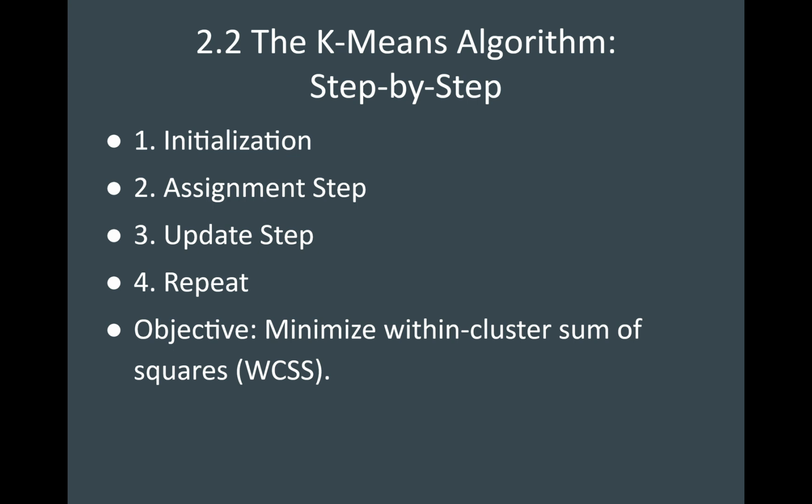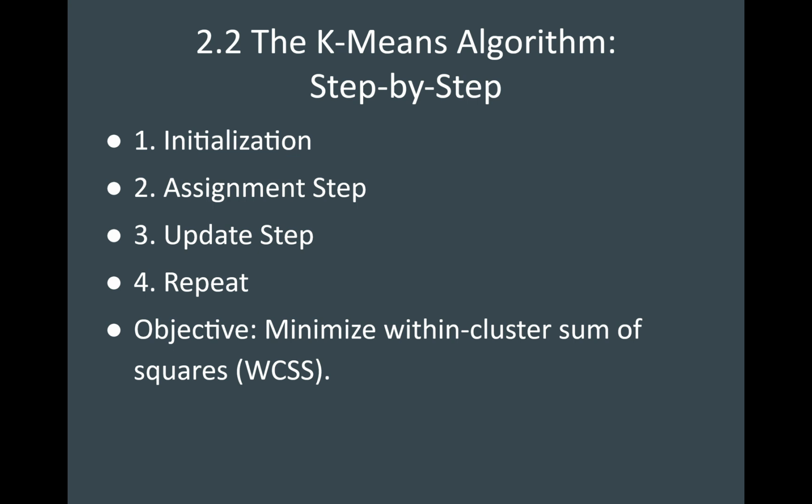Let's go through the k-means algorithm step by step, starting from initialization. Select k random centroids from the data points. Then is the assignment step, where we assign each data point to the nearest centroid. And then the update step, where we calculate the mean of data points within each cluster to update the centroid. Then we repeat the process, continuing the assignment and update steps until centroids stabilize, indicating convergence.